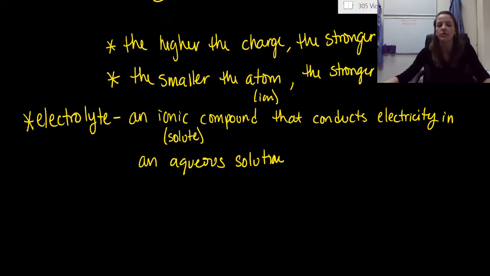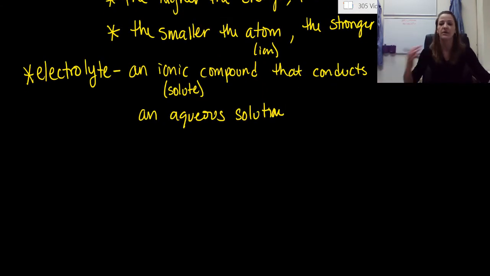So a big example of that would be sodium chloride. If I put sodium chloride or salt into water, it's clearly going to conduct electricity, and we definitely have an electrolyte. All right, so to end this video, I want to have a couple questions here just to see if you understand everything we said. So I'm going to give you a couple examples.